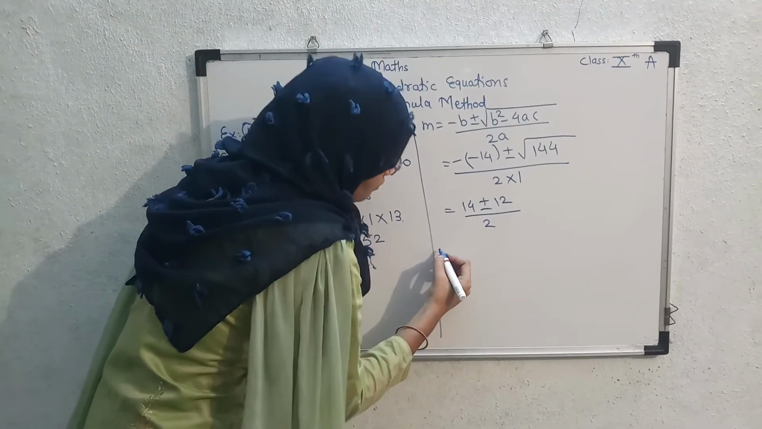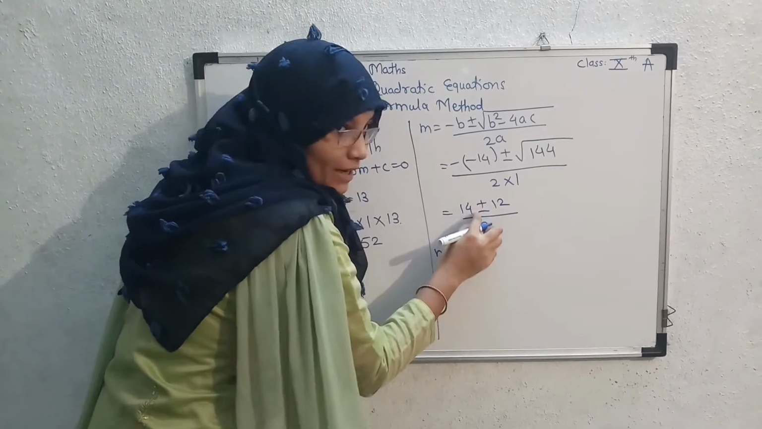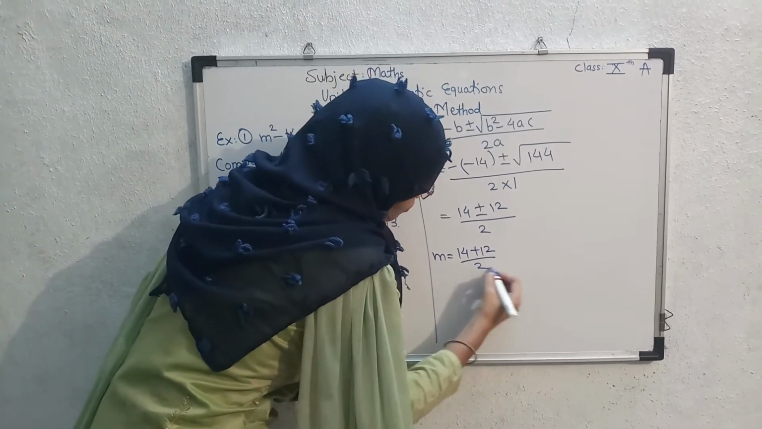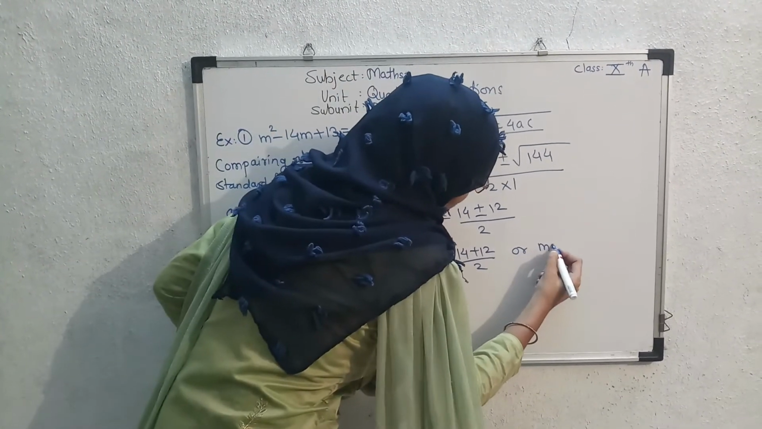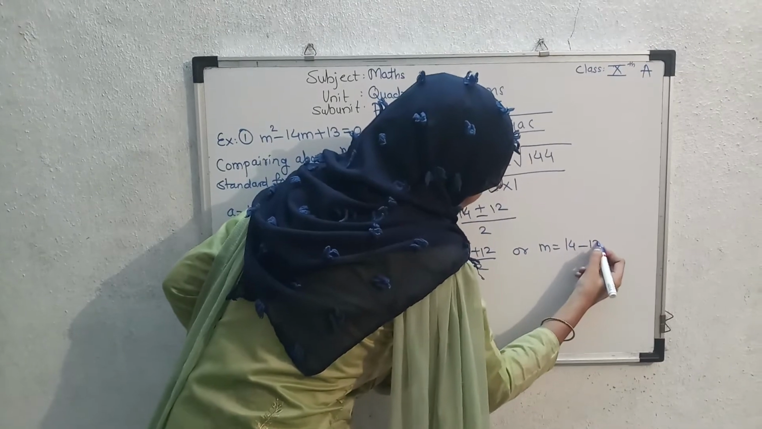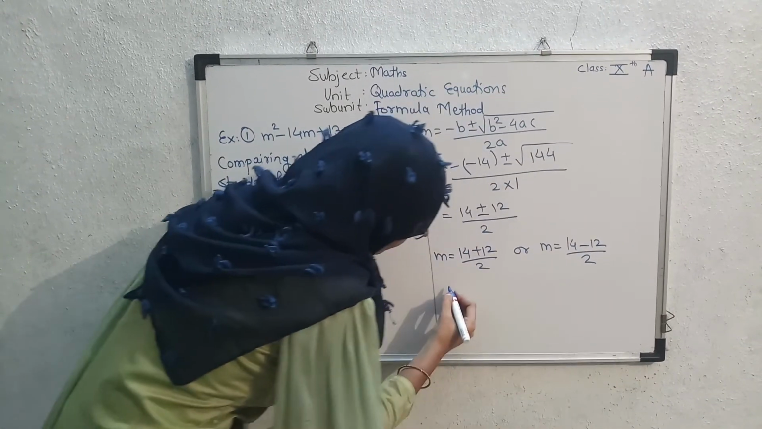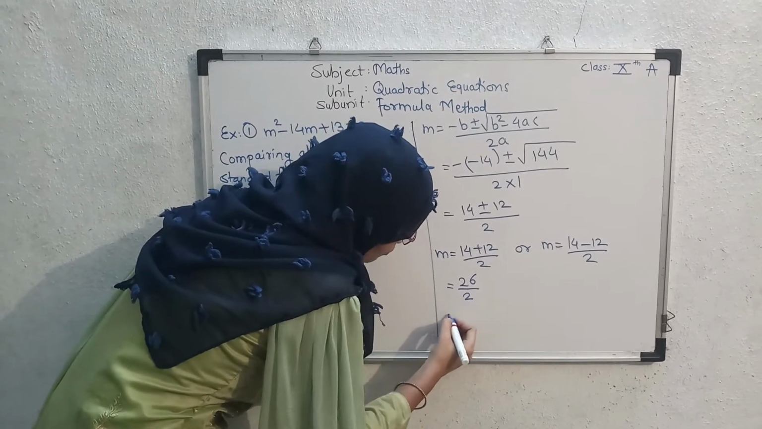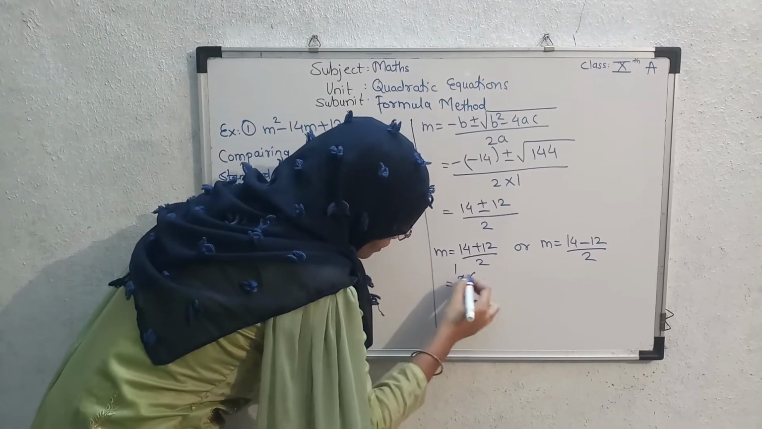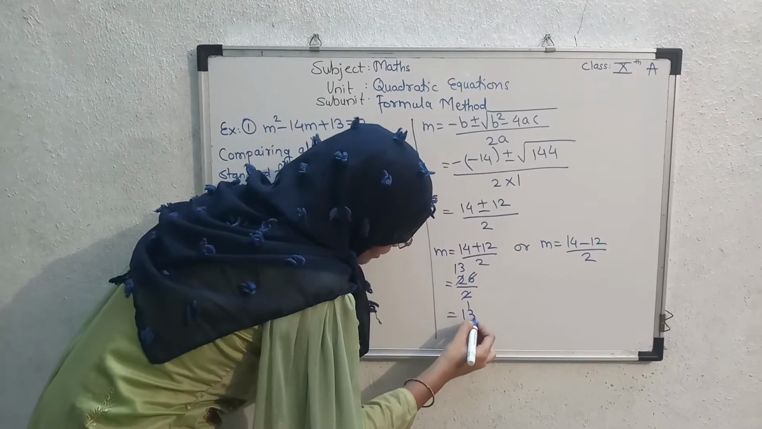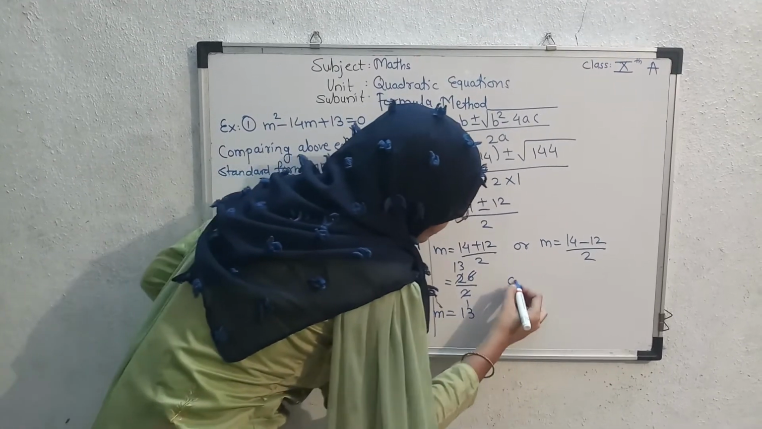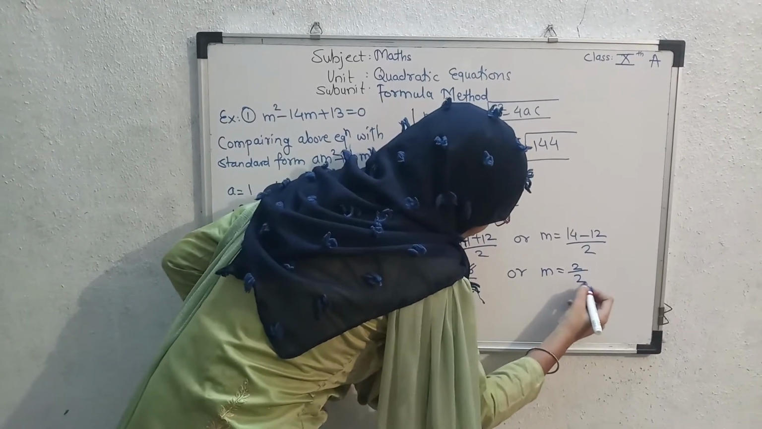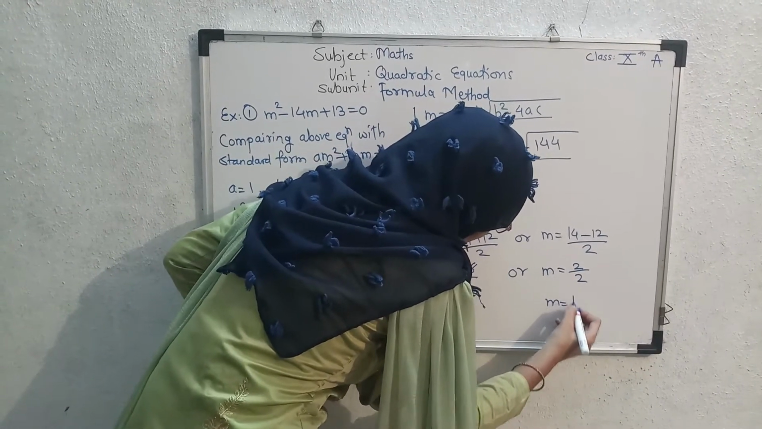Now we take the plus or minus sign है, हम पहले प्लस लेंगे 14 plus 12 upon 2 और m की वैल्यू लेंगे 14 minus 12 upon 2. 14 plus 12 is 26 upon 2. We got 2 ones are 2, 2 threes are 6. m is equal to 13, or m is equal to 14 minus 12, which is 2, upon 2. m is equal to 1.